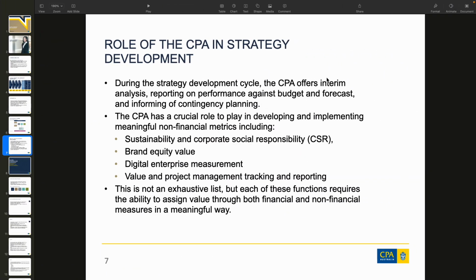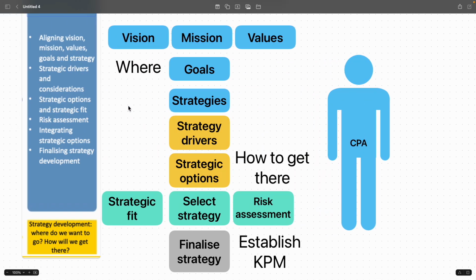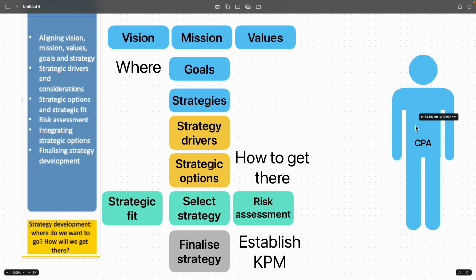During strategic development, the CPA offers interim analysis, reporting and performance against budget and forecast, informing on contingency plans. So this is where the contingency plan comes in. This is where performance comes in. This is where the word performance comes in. I just put that in. There's one word called performance coming there, okay?